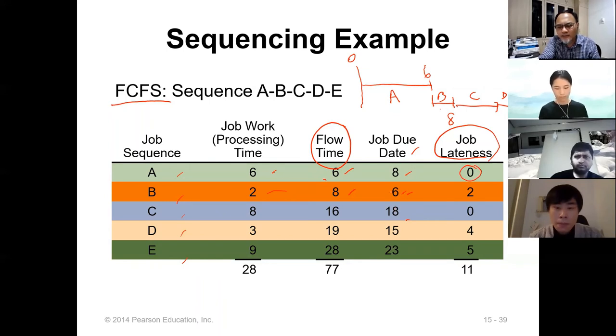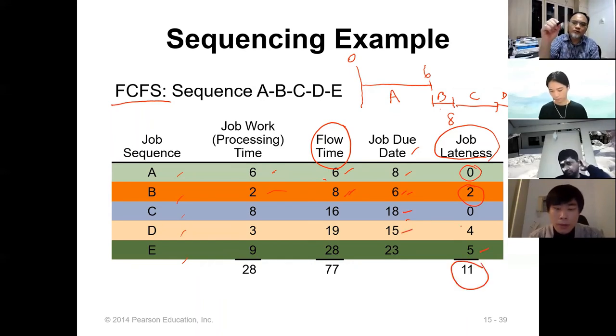Job due date is 6, but the flow time is 8. So there is 2 days late and so on. Okay, for this there is no lateness, this is 4, this is 5. So the total job lateness is actually 11.